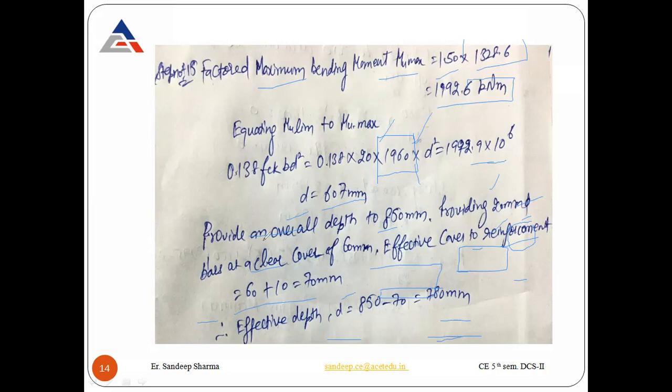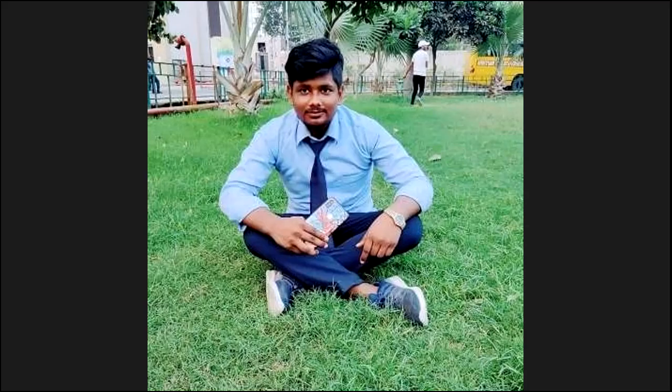And provide an overall depth of 850 mm. So this is the depth after increasing by 30 to 40%, you can provide that 850 here. So we have decided to provide 20 mm dia bars at a clear cover of 60 mm. So the effective cover to the reinforcement is 70 mm.